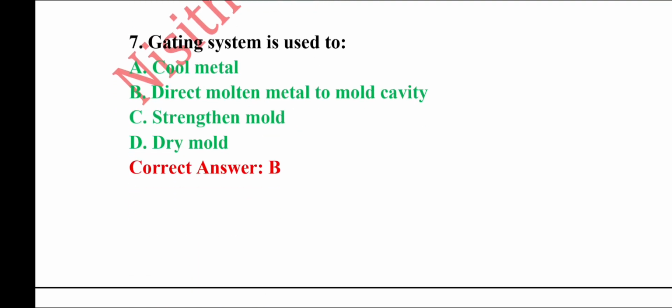The question number 7 is gating system is used to. The options are cool metal, direct molten metal to mold cavity, strengthen mold, dry mold. The option B is the correct answer. Direct molten metal to mold cavity.